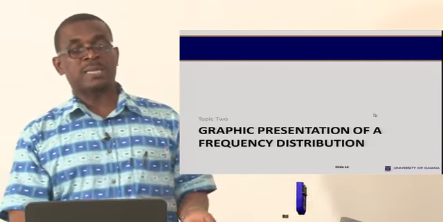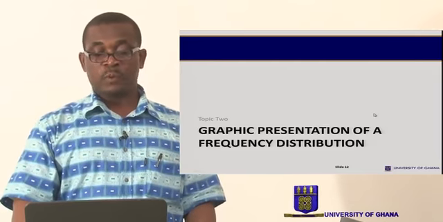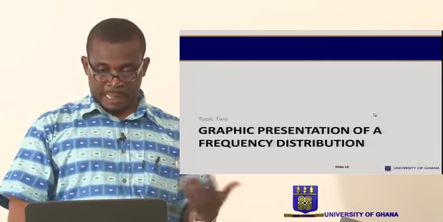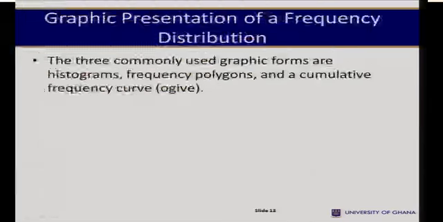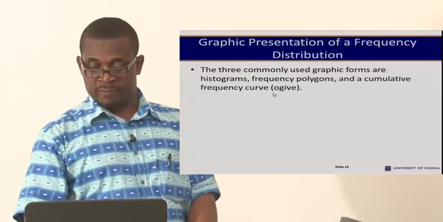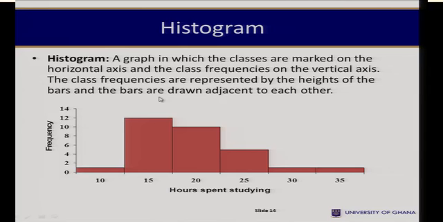How do we represent the frequency distribution graphically? And that's what we turn our attention to now. There are 3 common ways in which we can represent a frequency distribution graphically. We use histograms, frequency polygons, and cumulative frequency curves, or what is called an ogive. So this is how you do a histogram.